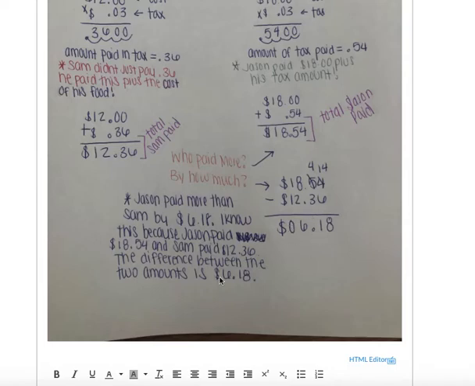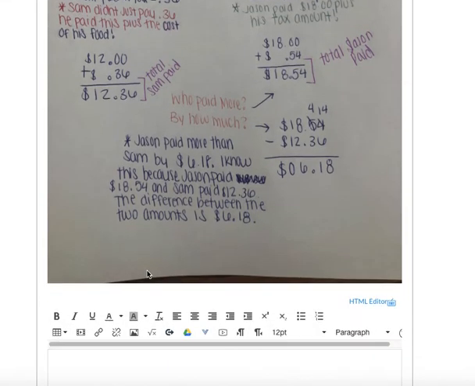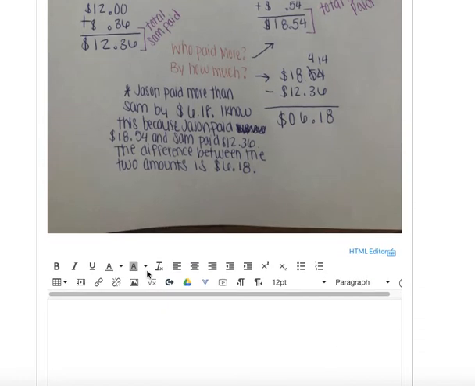And then we have our explanation. So you need to make sure that in the end you are explaining how you got it. So this one says, Jason paid more than Sam by $6.18. I know this because Jason paid $18.54 and Sam paid $12.36. The difference between the two amounts is $6.18. When you have this explanation, this is showing your teachers that you know how to calculate these problems. You need to explain or show your work. That way we know how to best help and support you.